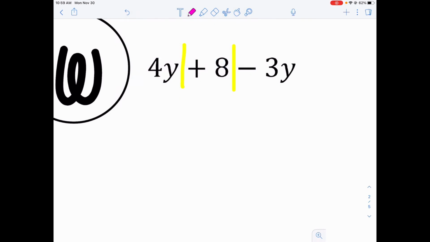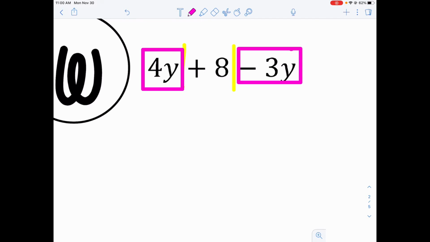So 4y, I'm going to put a box around it. And then I'm going to look through and find all of the other ones that are like terms to 4y. Plus 8 doesn't have a variable, so it is not a like term to 4y. So moving to the next expression, it is a negative 3y. I see that they have the same variable. That variable has the same exponent, so I'm going to put a box around this as well.